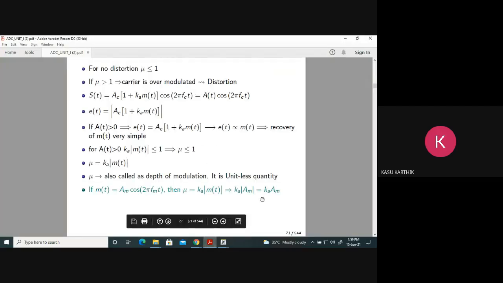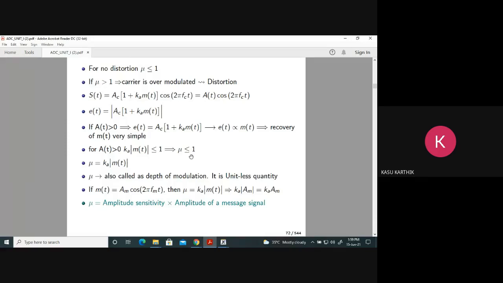So this is what I have written: amplitude sensitivity into Am. What is Ka called? Amplitude sensitivity. What is Am? Amplitude of the message signal. Now, mu equals Ka Am only for a sinusoidal message signal. In general, mu equals Ka into mod of m of t.